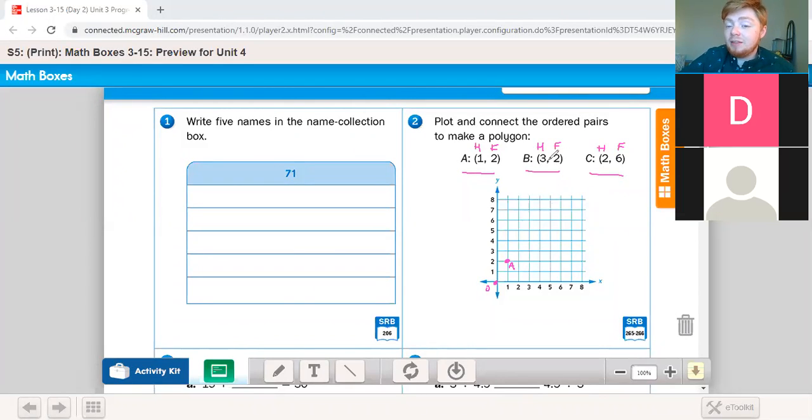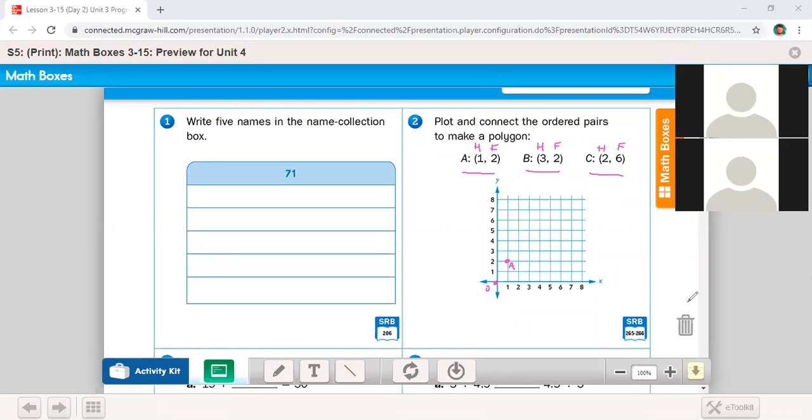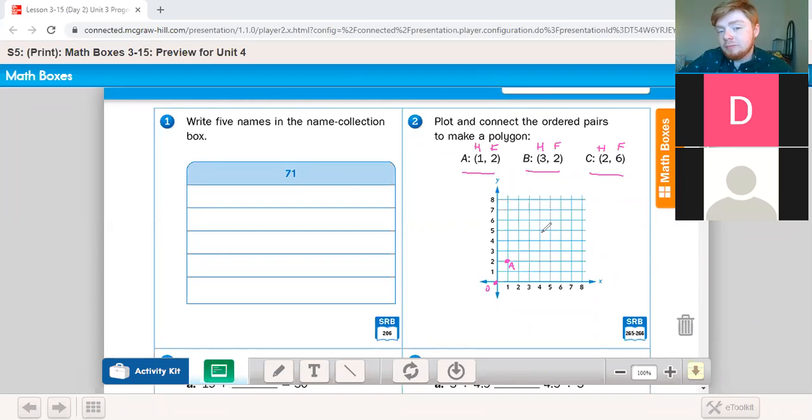B, can someone help me with this one? 3 and then 2. So 3 and then 2. I know there's more than just Demetrius here, guys. Sombriti, what do I do? Go right to 3. Good. Go up 2. Yes. And boom. See, guys, you got this. Be a little more confident.